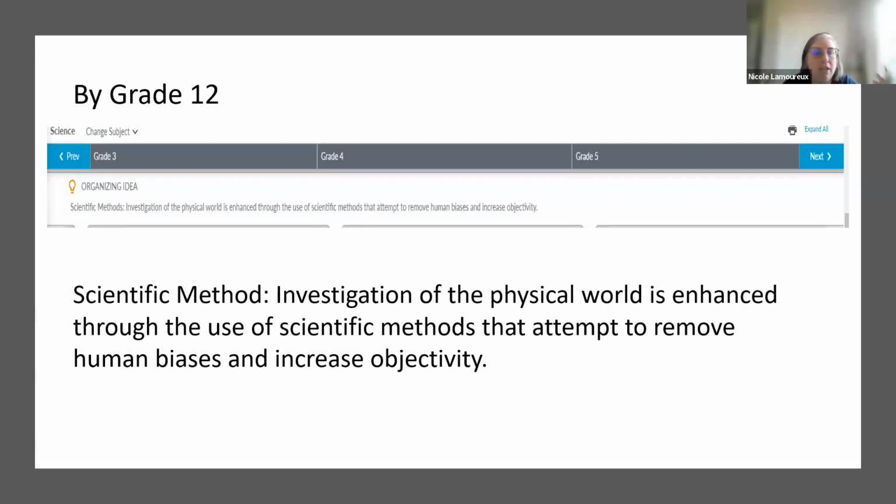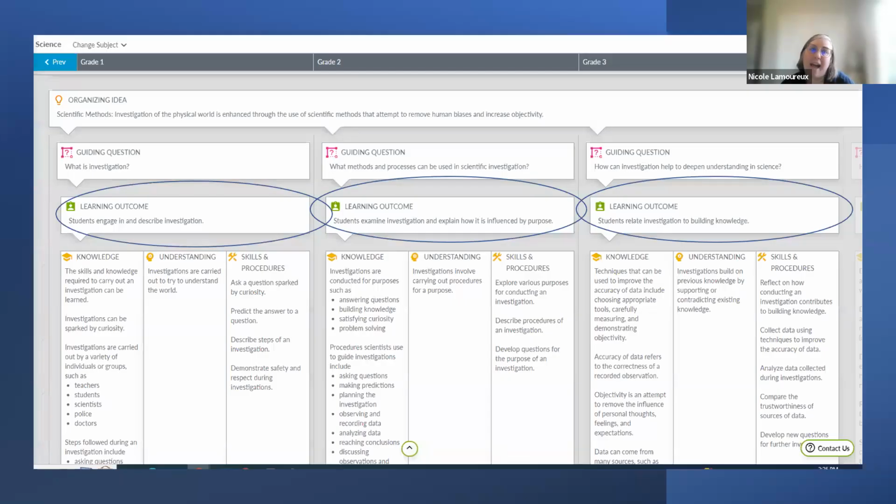So if investigation of the physical world is enhanced through the use of scientific methods that attempt to remove human biases and increase objectivity. So with the end in mind, they're looking at grade levels about how do we get them there? How do we get them to understand that? So then we have the learning outcomes and the focus in each grade level, okay? And that's what we're going to zero in on in grade 1 to 3 today. And we're going to unpack some of that because they build on each other.